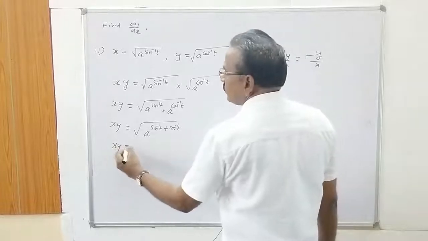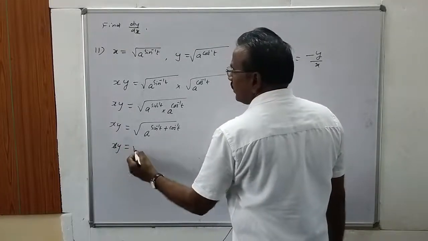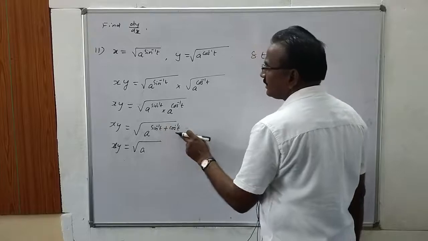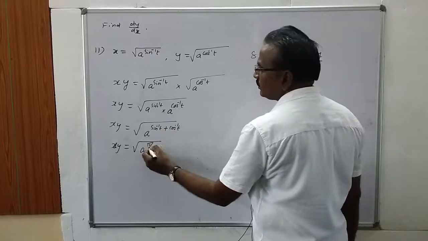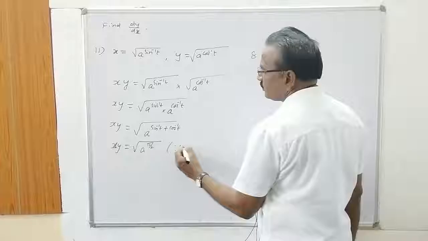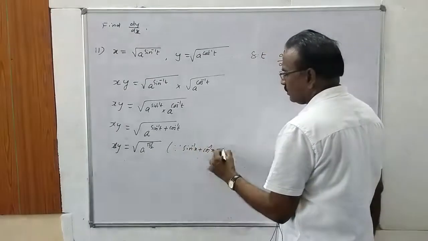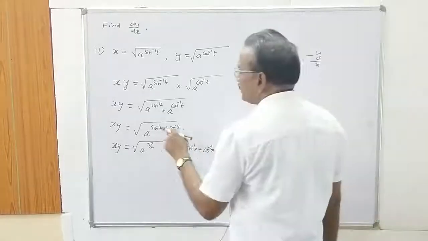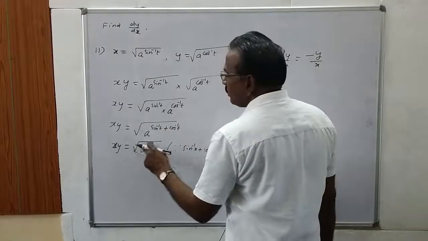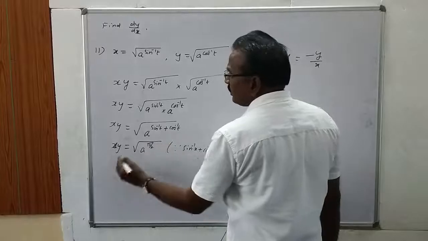x into y is equal to square root of a to the power sin inverse t plus cos inverse t. We have the inverse trigonometric function formula: sin inverse x plus cos inverse x is equal to pi by 2. So sin inverse t plus cos inverse t is equal to pi by 2. Square root of a to the power of pi by 2 is a constant.